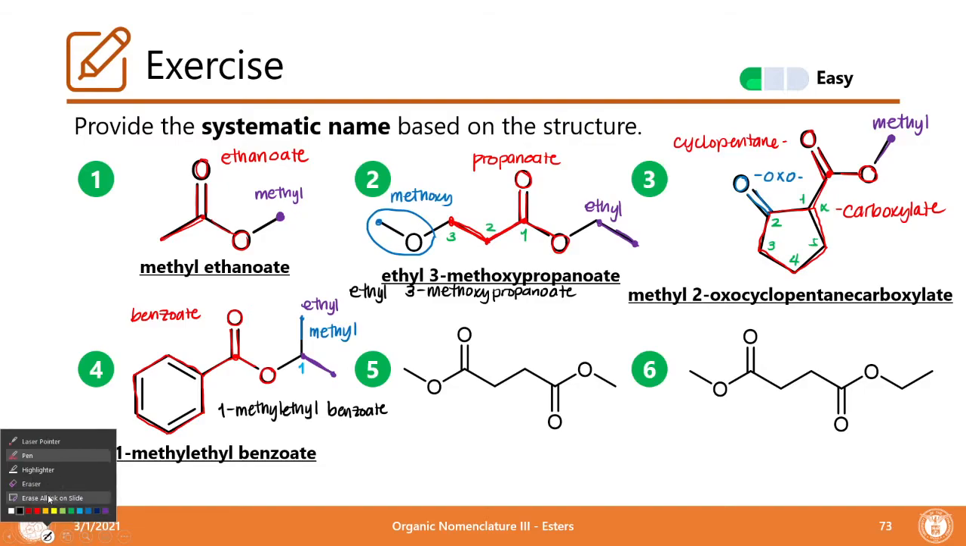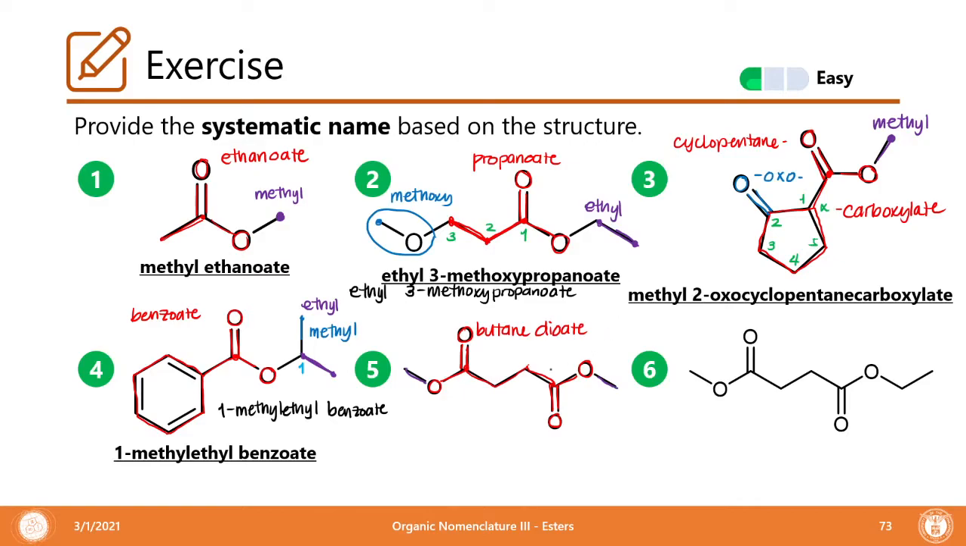Let's go on to number 5. Okay, here's our example with 2 esters. Okay, we have 2 esters here, and so we have a dioate. Okay, and then that dioate is spanned with 1, 2, 3, and 4 carbons, so we have a butane dioate. For our ether side, okay, we have two methyl groups. So we have dimethyl as our first word. So we have dimethyl butane dioate.